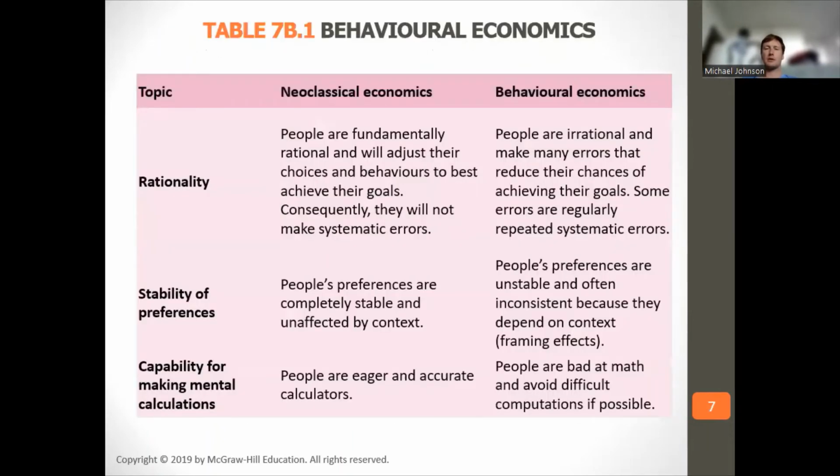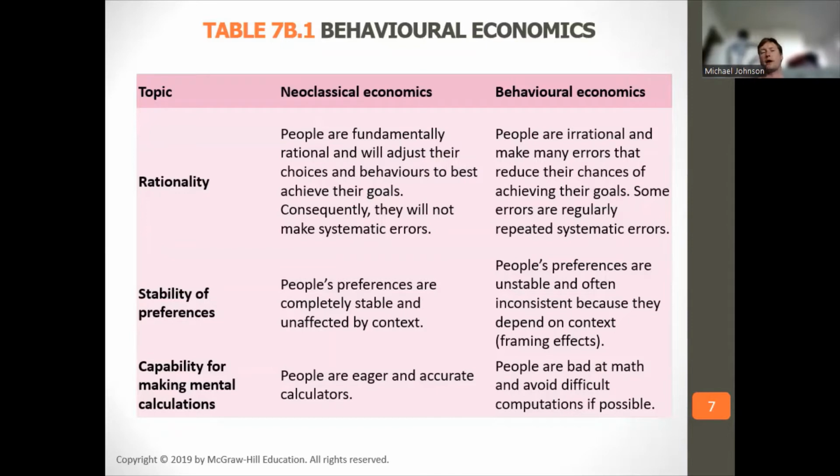So neoclassical economics for rationality, they talk about people being fundamentally rational and will adjust their choices and behaviors to best achieve their goals. Consequently, they will not make systematic errors. Well, for behavioral economics rationality, they believe that people are rational but make many errors that reduce their chance of achieving their goals. Some errors are regularly repeated systematic errors.